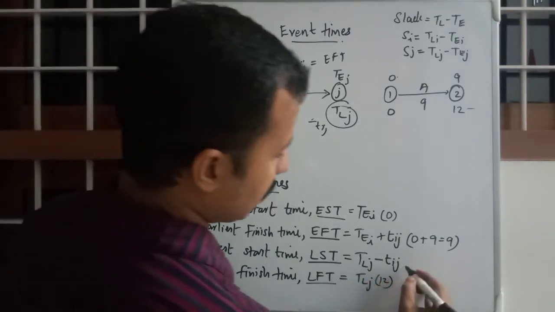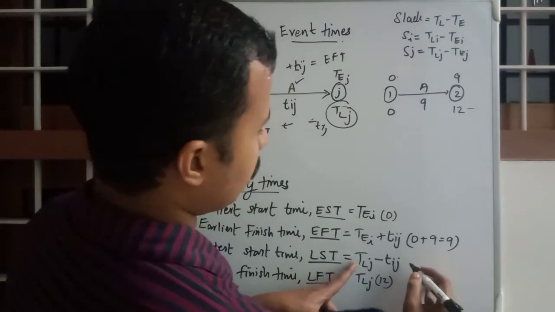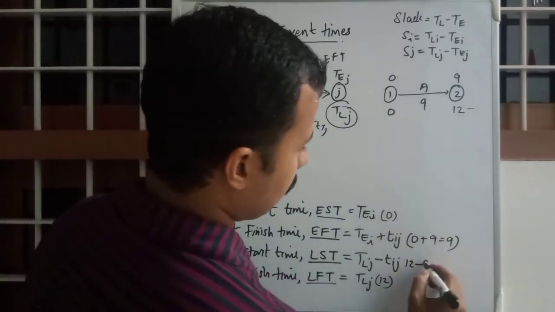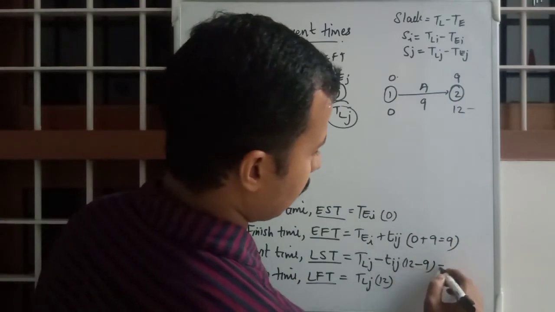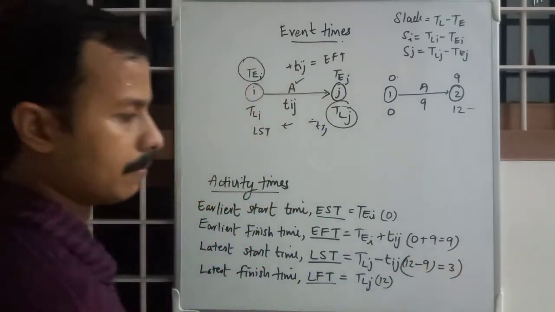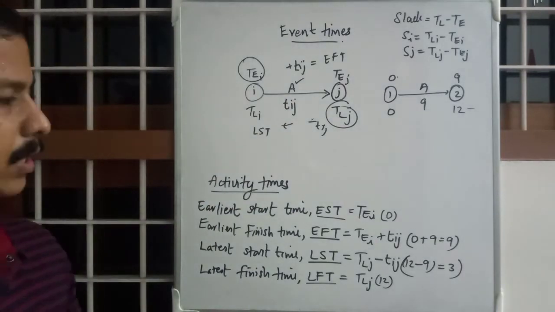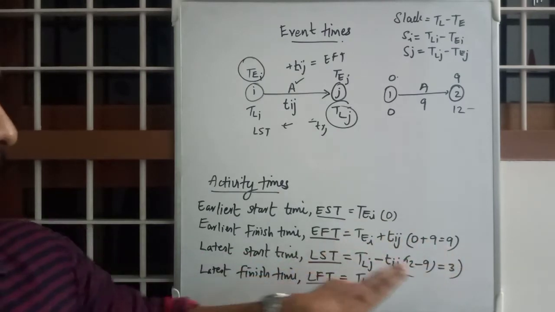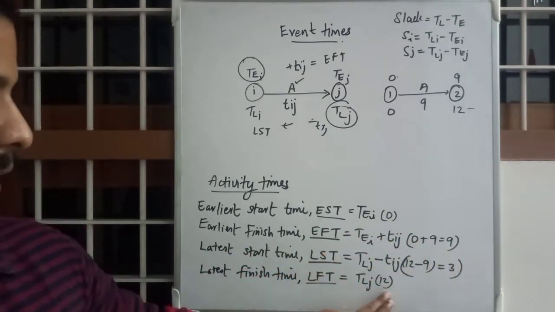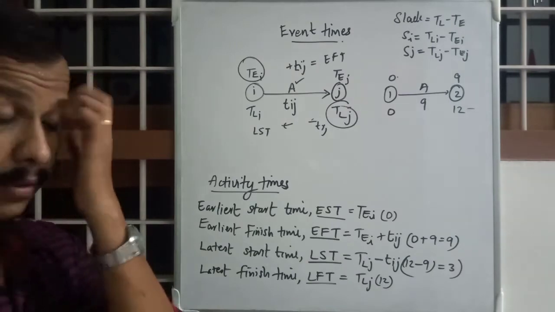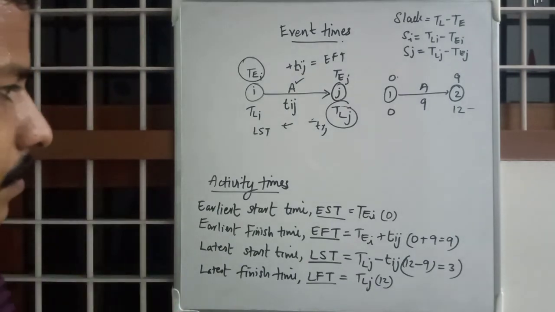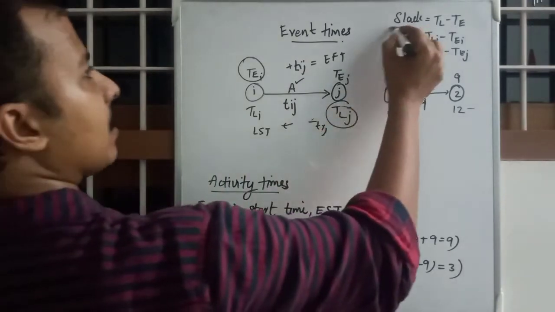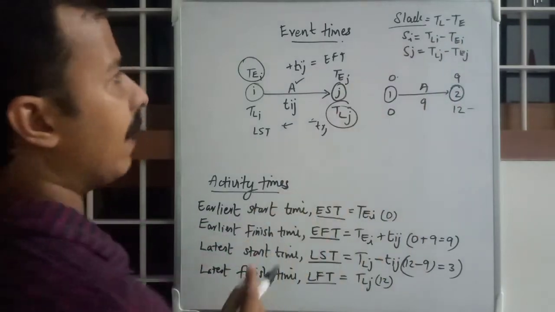Okay, so TLJ minus TIJ is equal to, TLJ is 12 minus 9, that is equal to 3. Okay, so considering these examples, you have 0 as EST, 9 as EFT, 3 as LST and 12 as LFT. I hope it's clear. So similarly, we had slack with respect to TL and TE values.